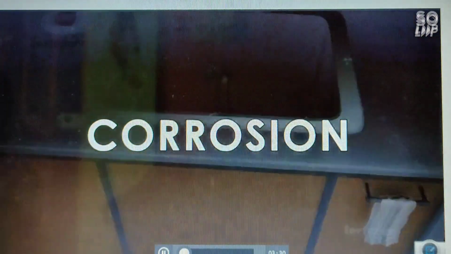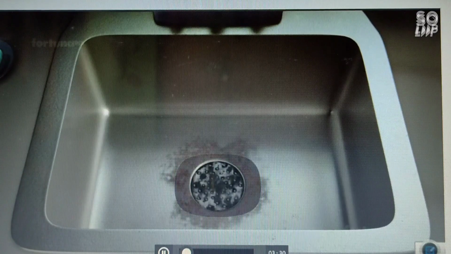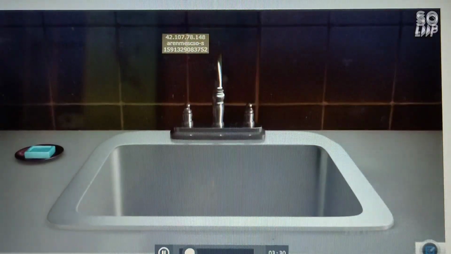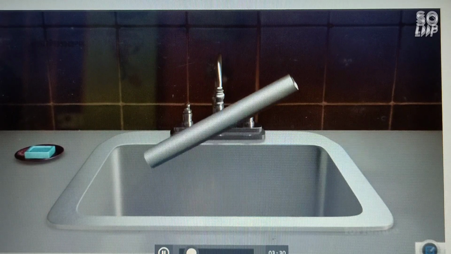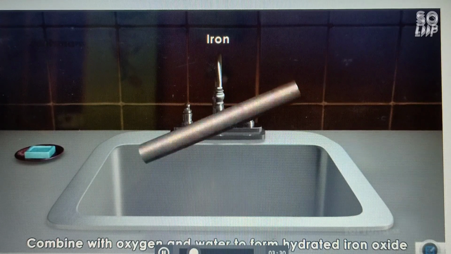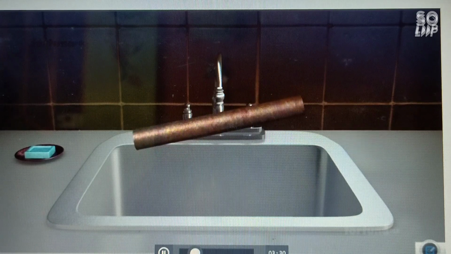Corrosion. Corrosion is the slow conversion of a metal into undesirable compounds after reacting with moisture and other gases that are present in the surrounding atmosphere. The rusting of ordinary iron is the most common form of corrosion. In moist air, iron will combine with oxygen and water to form hydrated iron oxide, a brownish-orange deposit of rust.